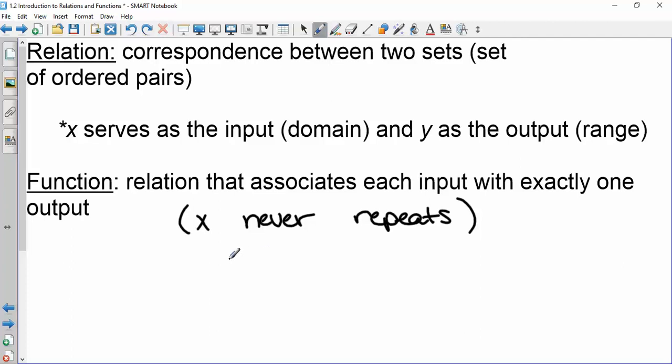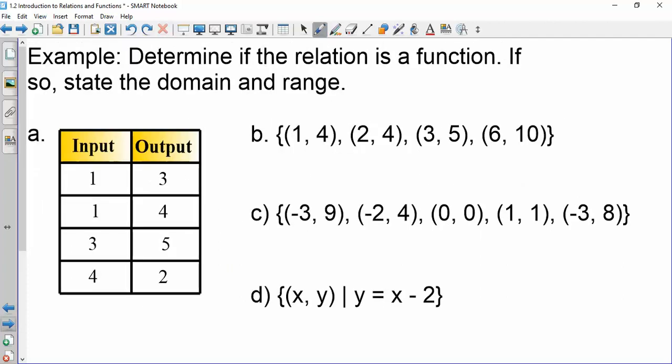When we're talking about functions and relations, we'll also talk about domain and range. Domain is your input or your x value. Range is what you get out, so your y value. So functions can be represented different ways, or relations. The first one I have here is a table. So for each of these, we're going to decide if it's a function and give the domain and range.